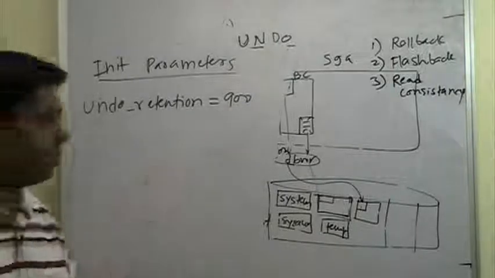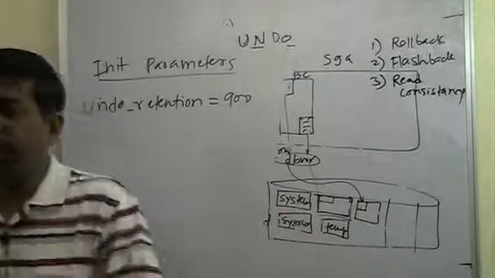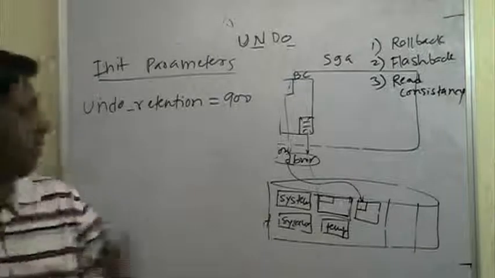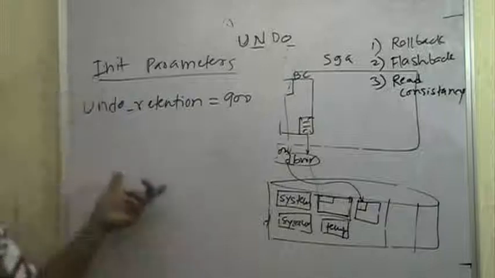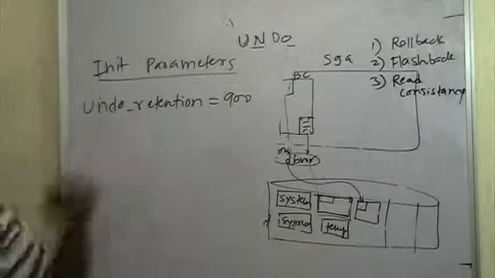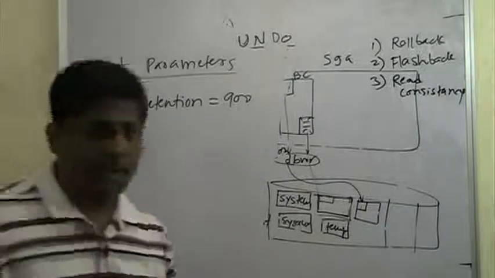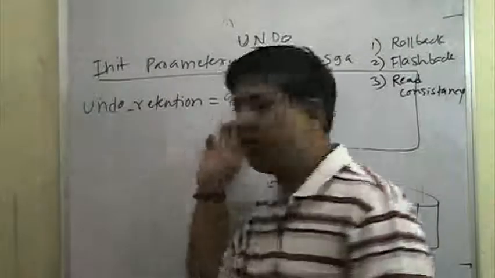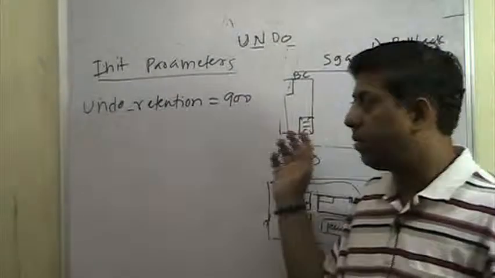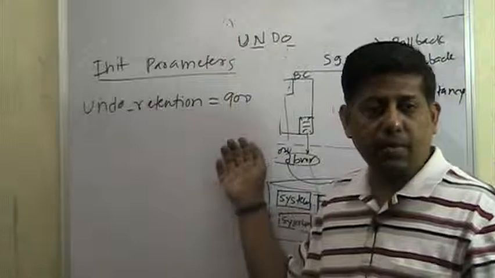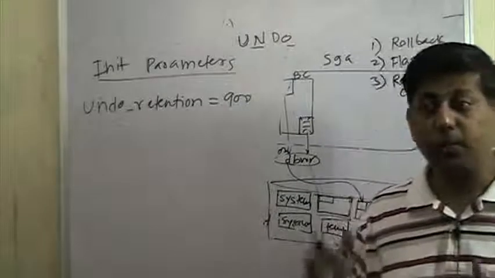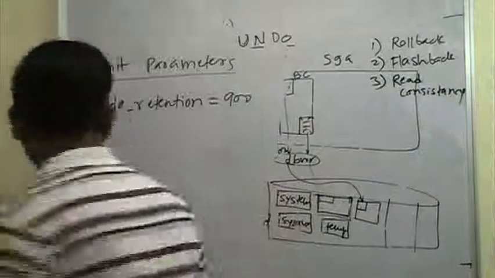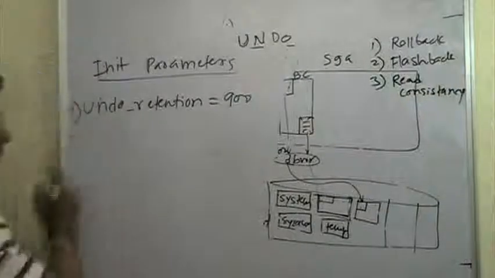It means that your undo will not be overwritten by any other transaction for 900 seconds after it gets expired. That is what undo retention is. You keep the value of this to a higher level if there are multiple queries in your database that are going to take more than 900 seconds. So at least those queries will not get a snapshot too old error. So that is the first parameter.